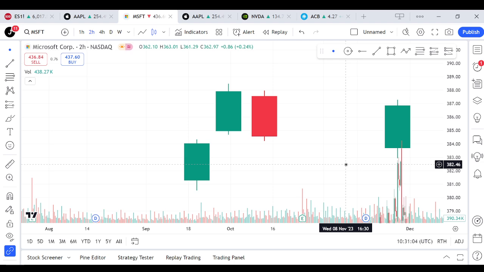In today's video, we are going to be talking about the Upside Tasuki Gap candlestick pattern, which is a powerful signal that can enhance your trading strategy. Understanding this pattern can give you an edge in identifying potential bullish continuations in the market. So stay tuned as we explore how this pattern forms, what it signifies about market sentiment, and how you can effectively incorporate it into your trading plan.